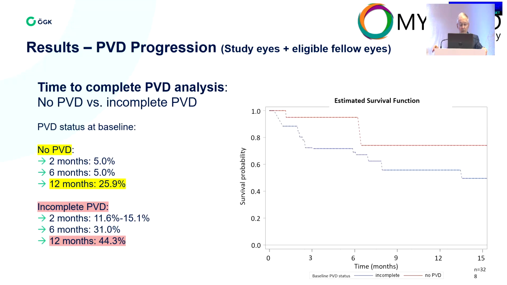So the time to complete the posterior vitreous detachment, if they didn't have one at 12 months, 25% of the patients went on to have a posterior vitreous detachment following lens surgery. If they had an incomplete posterior vitreous detachment at 12 months, 43% of the patients went on to get a complete posterior vitreous detachment. That tells you what you're doing to the vitreous if you're removing the lens.